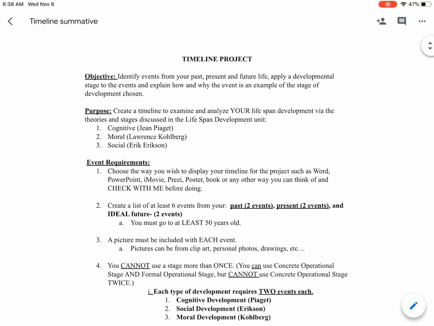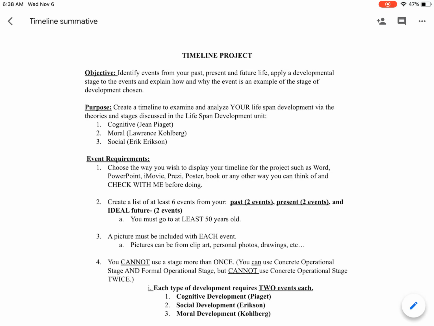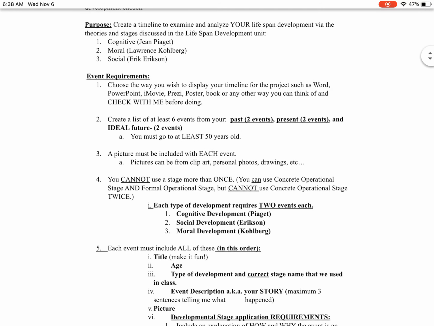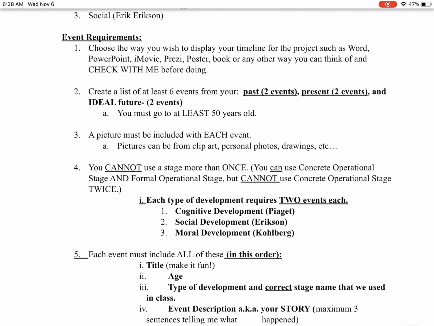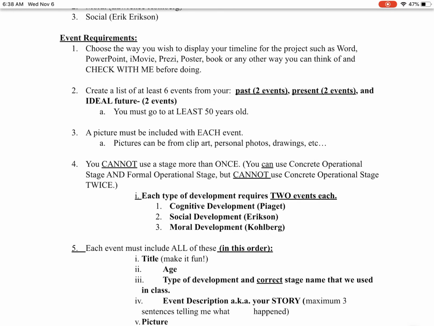Happy Learning Day. I'm going to quickly go through the directions of the timeline summative and quickly through the three types of development. If you're looking at event requirements with me, you need to make a timeline of your life using the 6 most important events. 2 before high school, 2 during high school, 2 after high school. The ones after high school must go to at least 50 years old.